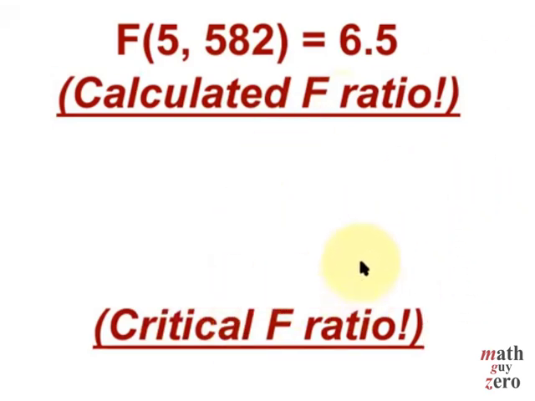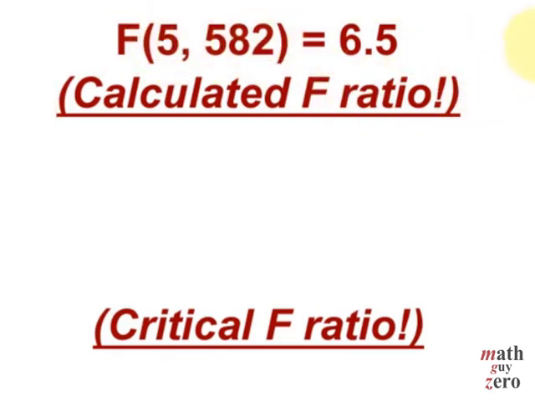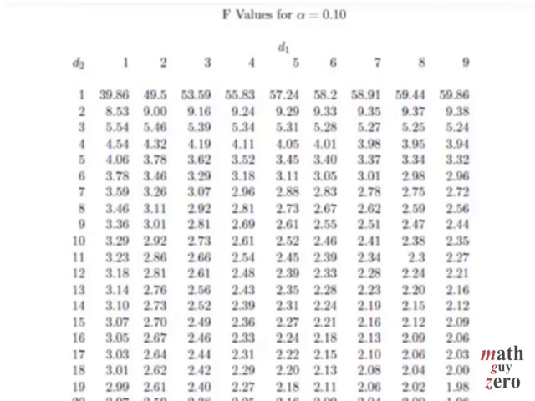And to do that, we need these degrees of freedom, right? So we're going to look at 5 degrees of freedom across the top, 582 down the side. Remember that, 5 and 582. So now we're going to switch over to the table. Please hold. And here's the critical F tables.